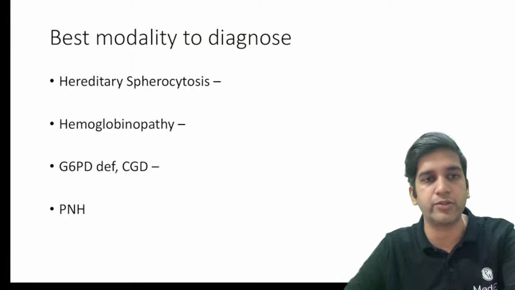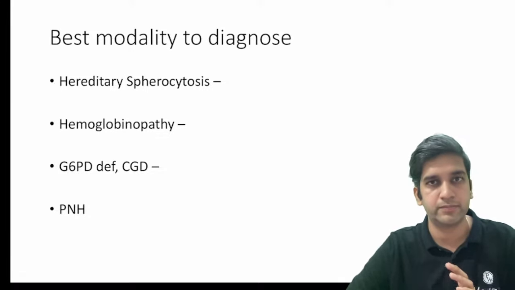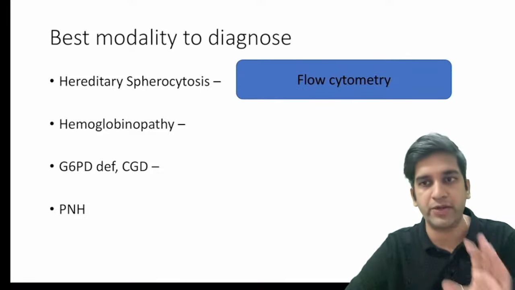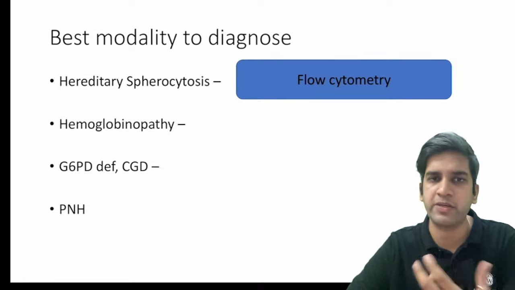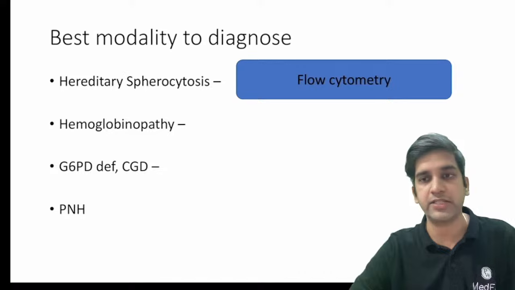What's the best modality to diagnose? Tell me the investigation of choice. HS, it is flow cytometry. EMA flow cytometry or just flow cytometry is good enough. That's the best thing for diagnosing HS, right?